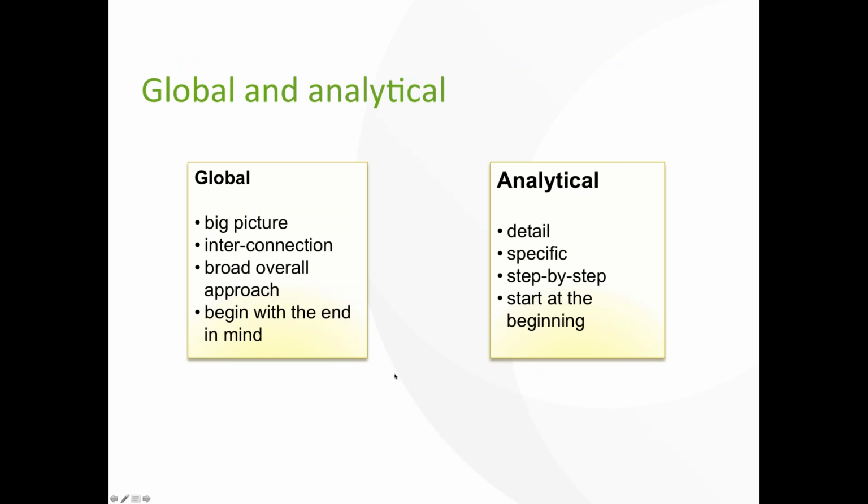Then you've got the global and analytical. So these are people who, global, they see the big picture. Okay, so they're this helicopter view. They can see what's going to happen from an organizational point of view, or they can see an entire concept and understand all the bits and pieces. They begin with the end in mind. Whereas you've got your analytics who have to be very detailed. They're kind of at the minutiae level, and they need to do things step by step.